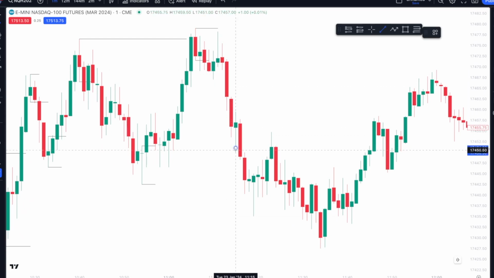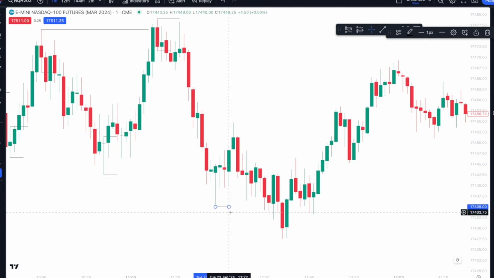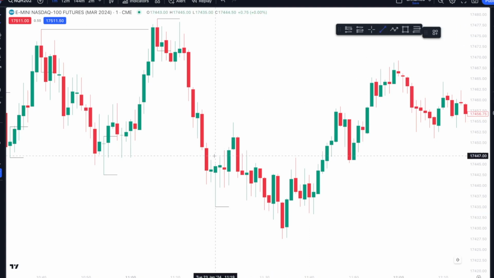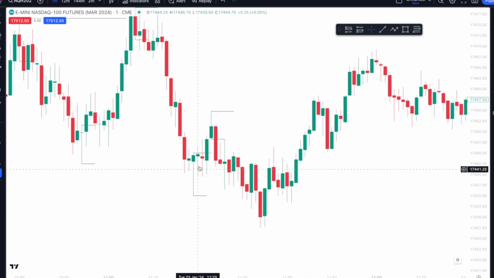Look, we put in a low point, and we need a closure above it to make it a low. We don't get that, so it's not a low, so it doesn't matter. Come down here, put in this low point, and then look, we close above it. Once we close above it, we then establish this high. Now we have a low, and then we have a high.